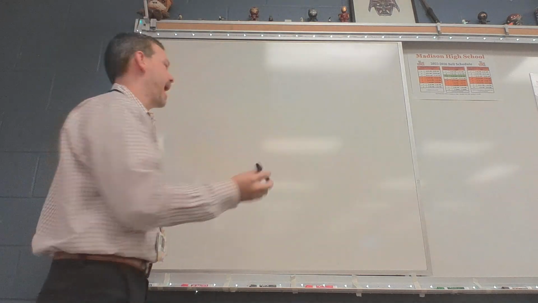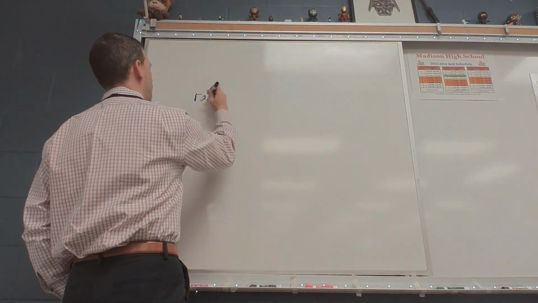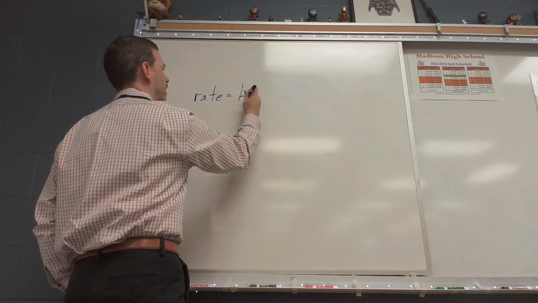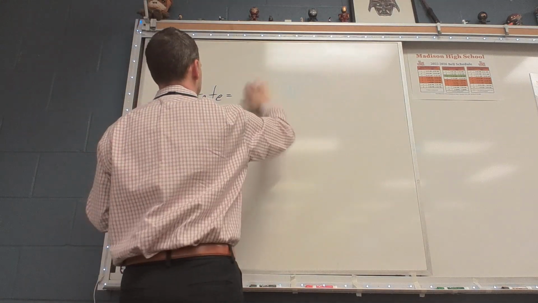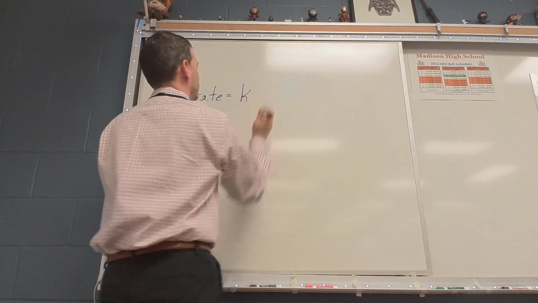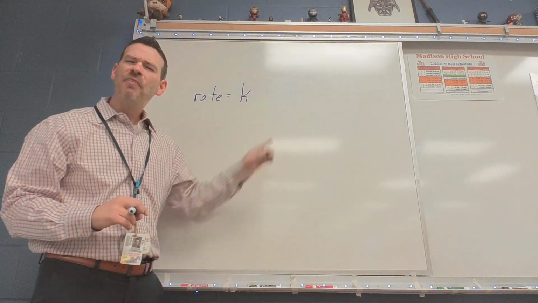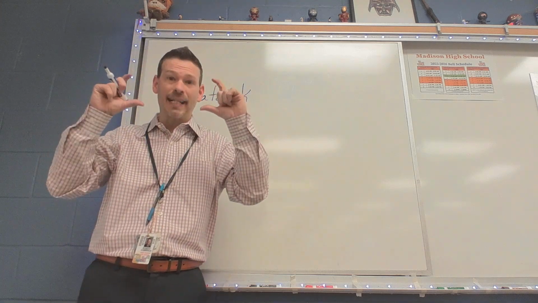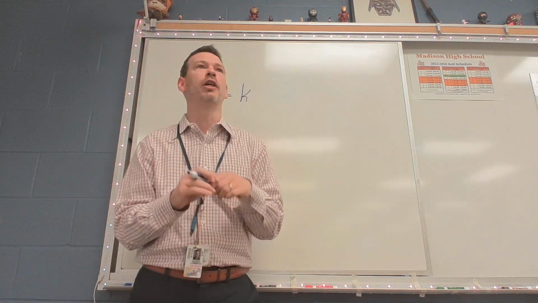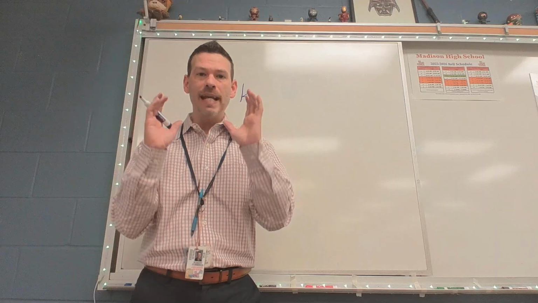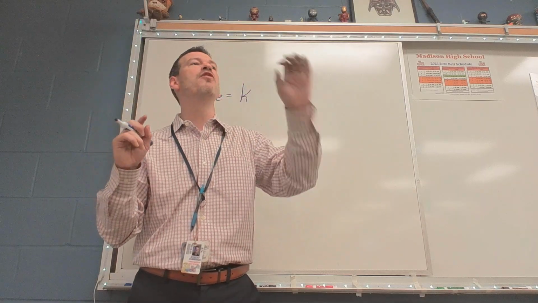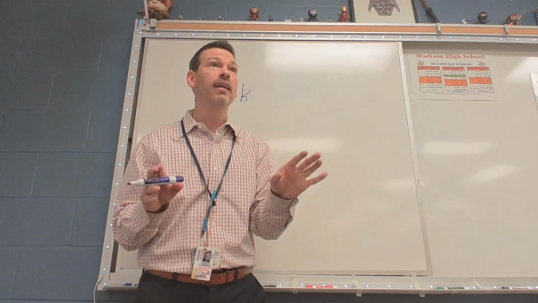It's always rate equals k. So right away, it's rate equals k. But then what goes next? Brackets with reactants in them. And here's where it's a big deal. Look, look. The reactants that go in those brackets are the reactants of the slow step only.